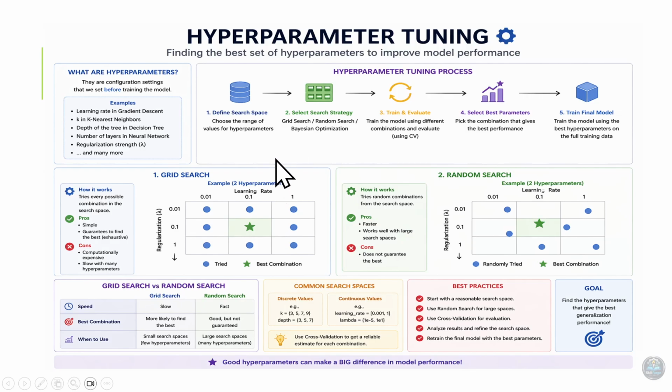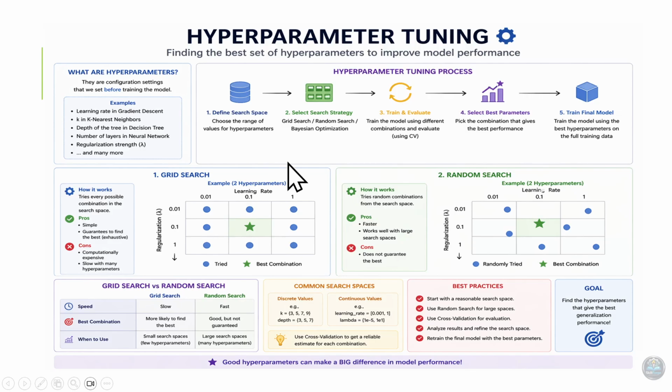So how is the tuning process done? First we define the search space, then we choose a search method. Next we train and evaluate the model using different combinations, and after that we select the best parameters. And finally we train the final model using the best settings. I hope you have understood it till now.